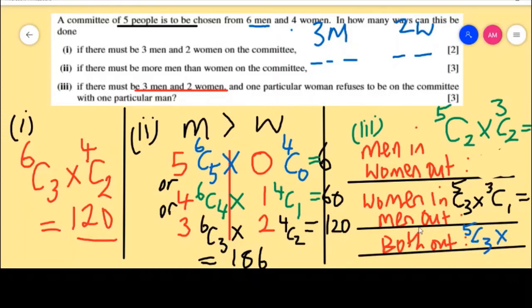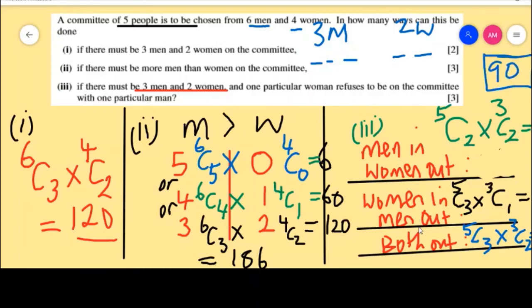If the woman is out again, I've got 3 women. I'm going to choose 2. Now, if I do that on my calculator, I'm going to end up with 90. So my final solution there is 90.